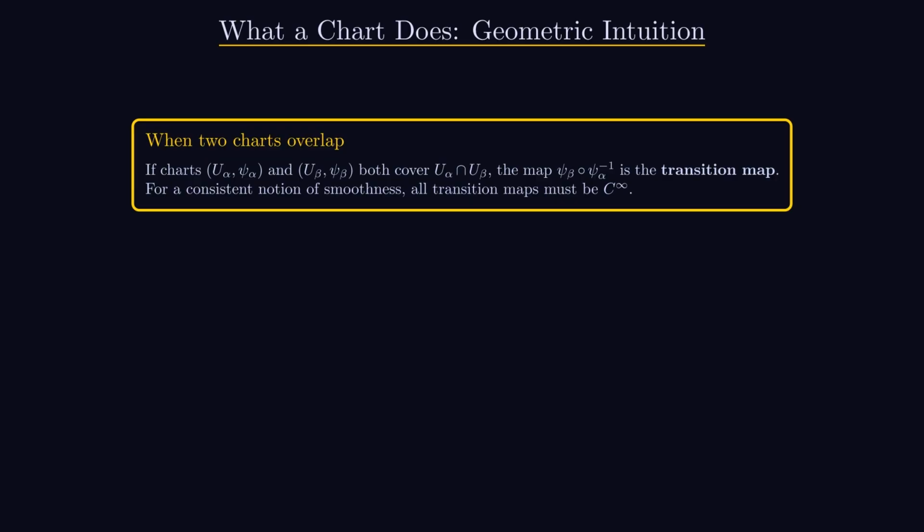For functions on M to have a well-defined notion of smoothness, regardless of which chart we use, all transition maps must be C infinity. This is the compatibility condition that defines a C infinity atlas. With only one chart covering all of M, there are no overlapping patches, so no transition maps need to be checked at all.